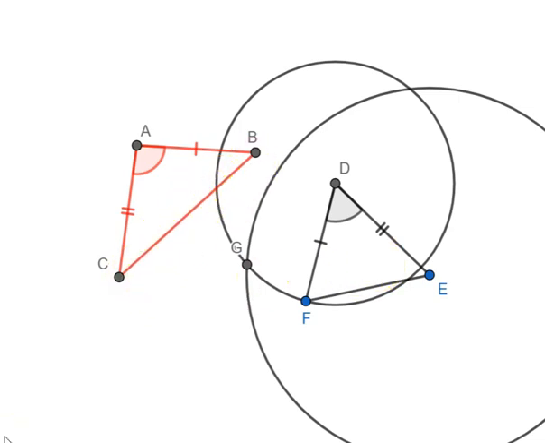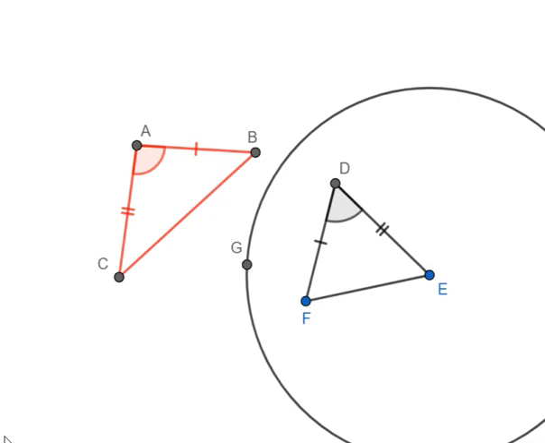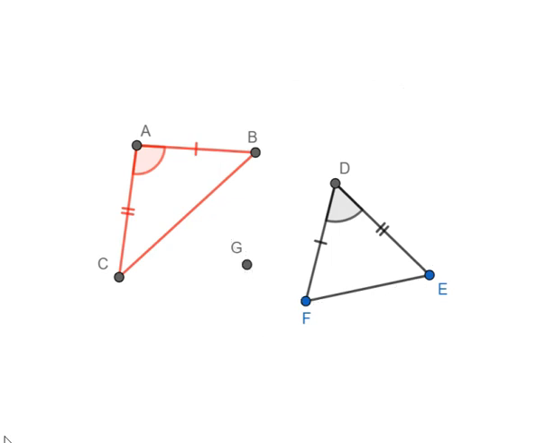Let's hide these two circles since we don't need them anymore. Now let's join GD. Now let's join GF and GE as well. GE, GF. Now remember, we have to prove that this FE is less than CB, or in other words, BC is greater than FE. That is what we have to prove. Angle GDE is equal to angle CAB. That is how the construction was done.